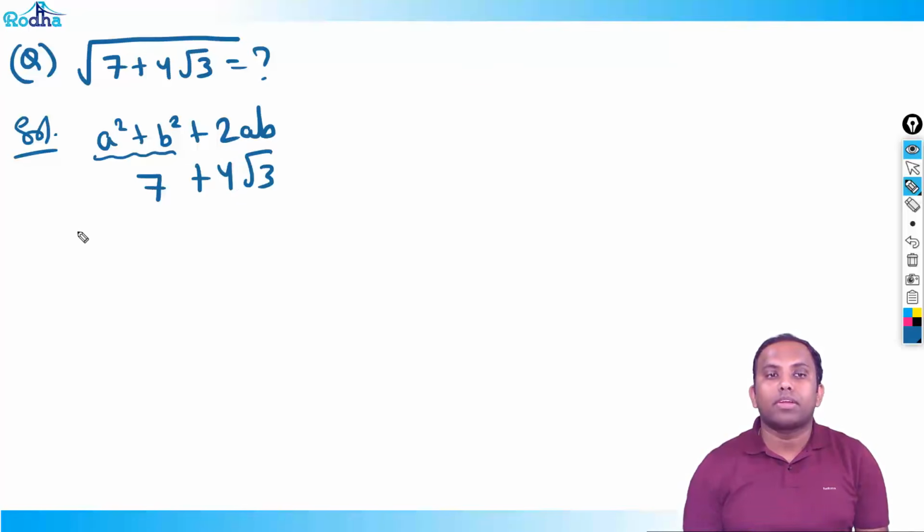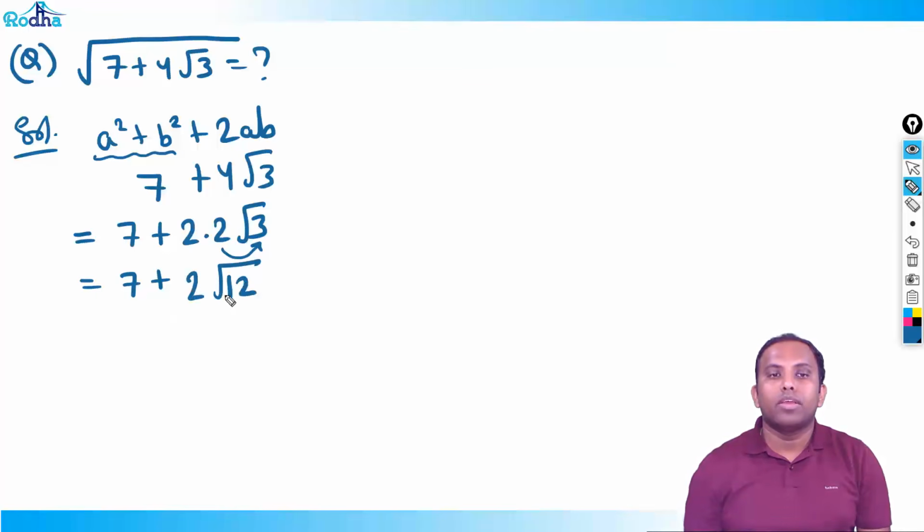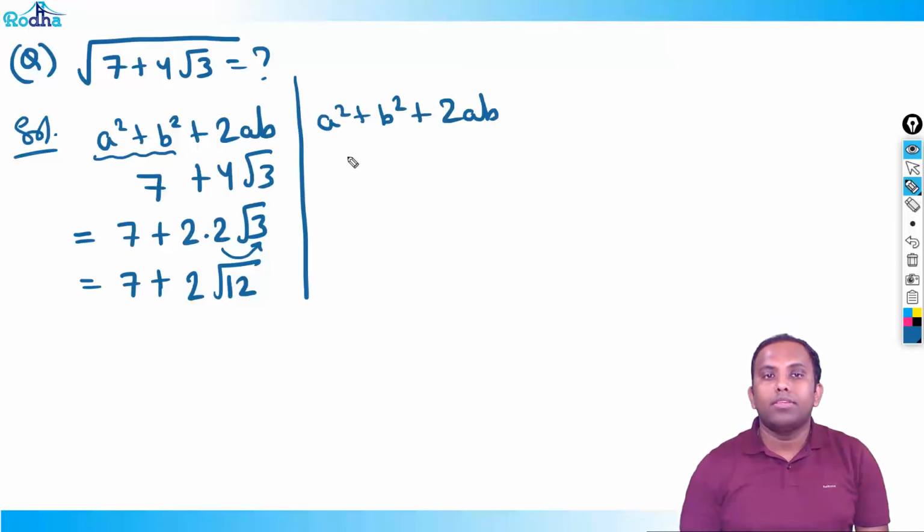So what I should do here is basically, I should do a bit of manipulation. I want to get 2 outside. So write like this, 7 plus 2 into 2 root 3. Now this 2 will go inside, it becomes 4. It becomes 7 plus 2 into root 12. 7 plus 2 root 12 it becomes. So it's now easy, right? So what it becomes now? A square plus b square plus 2ab becomes 7 plus 2 root 12.